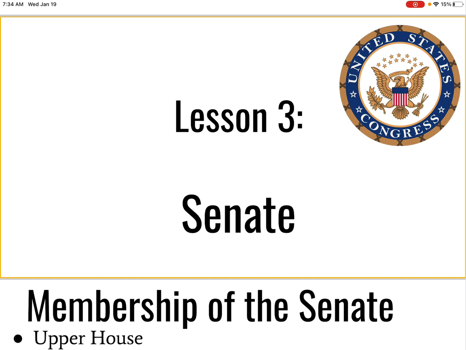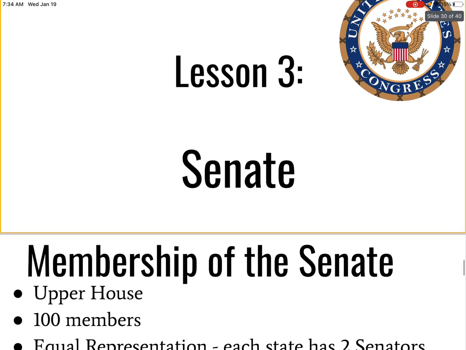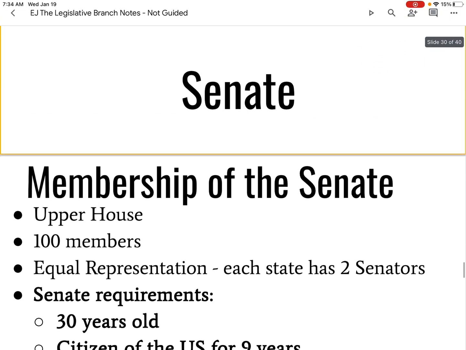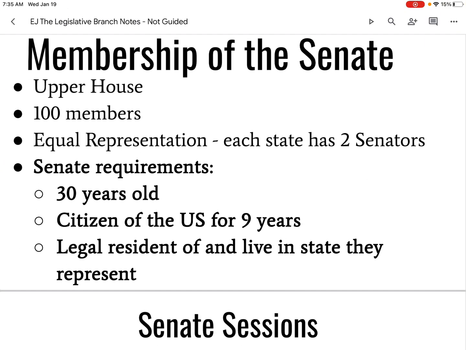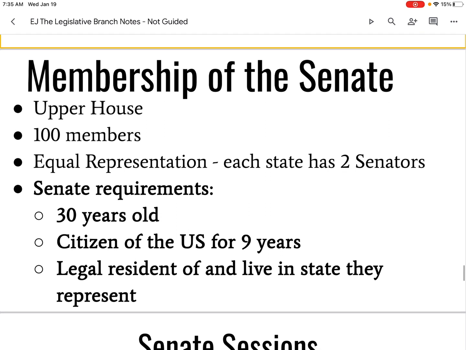Let's get into it. We are taking a look at the Senate. That's the last thing in the legislative branch. We've already taken a look. The legislative branch is called Congress, and it is made up of the House of Representatives, which we looked at, that is based on state population. The Senate is the other side of that. The Senate is called the upper house and has 100 members. That means each state has equal representation with 2 senators.